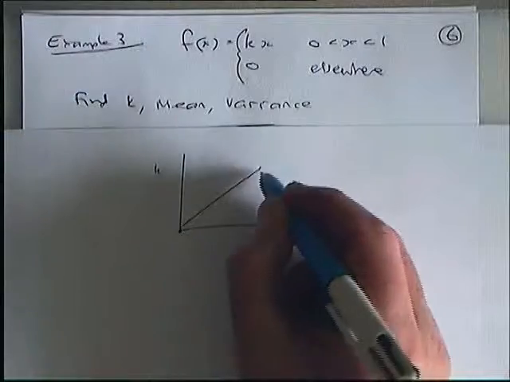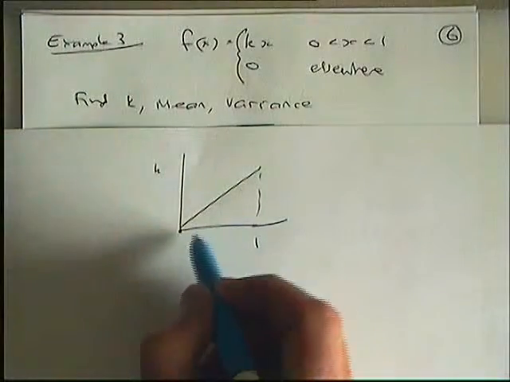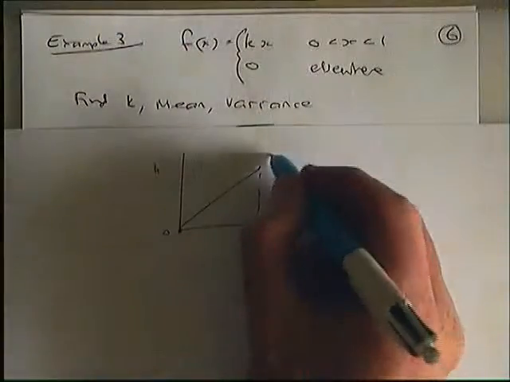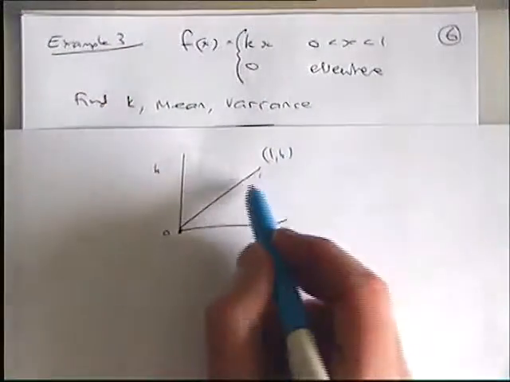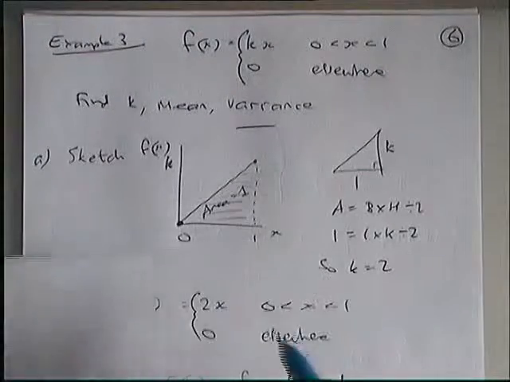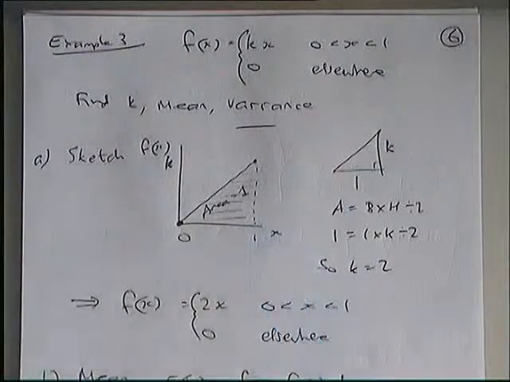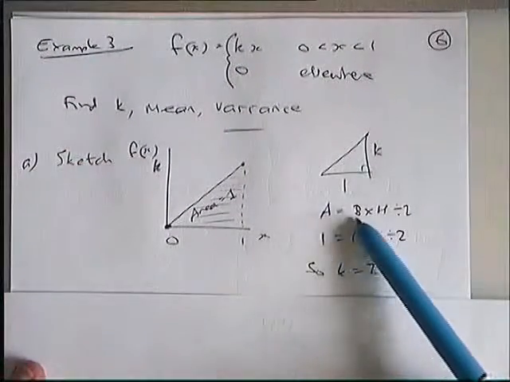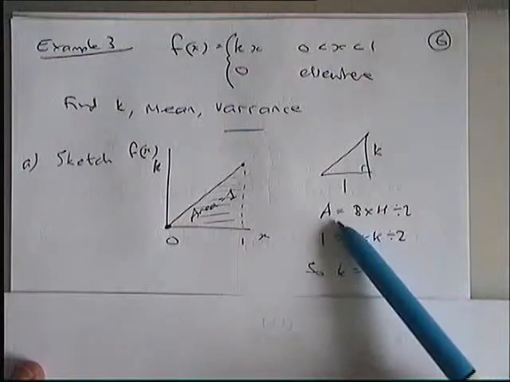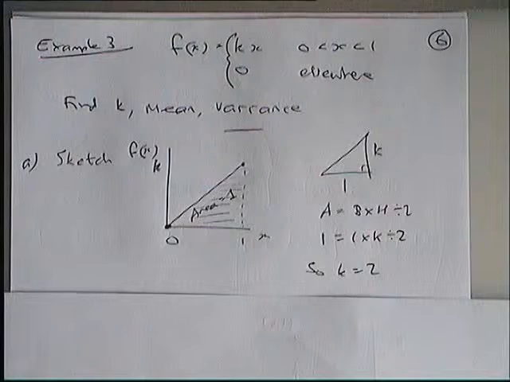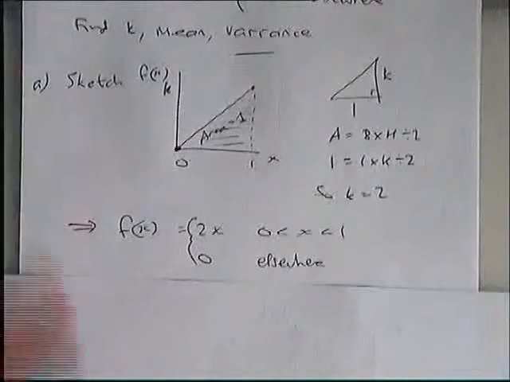So actually we have that line here, through 0, 0, down here, and this is the point 1, k. So we end up with this shape here, but we know the area under that curve is 1, which is what we have written down here. But it's just a triangle: width is 1, height is k, area is base times height divided by 2. We know the area is 1, and from there you can work out the value of k. k is equal to 2. So we now have our function.